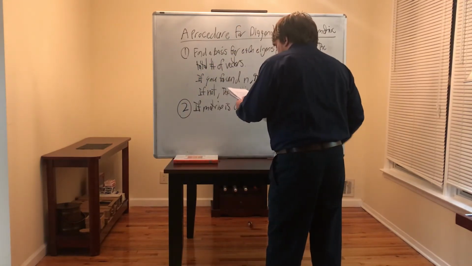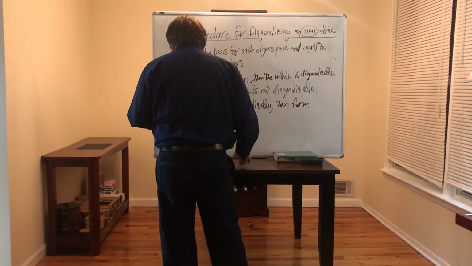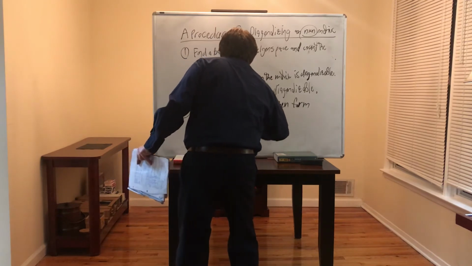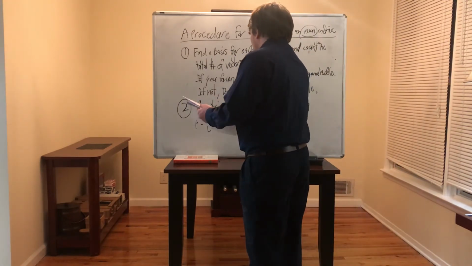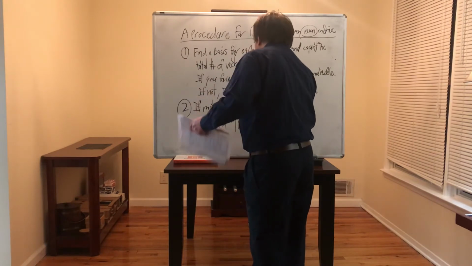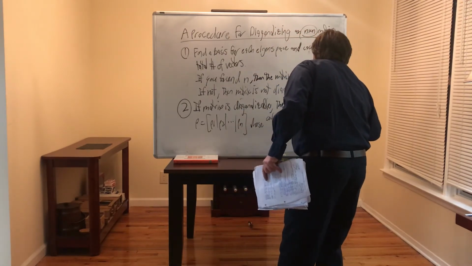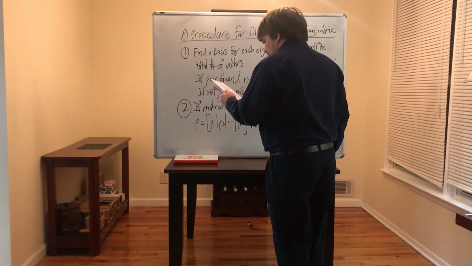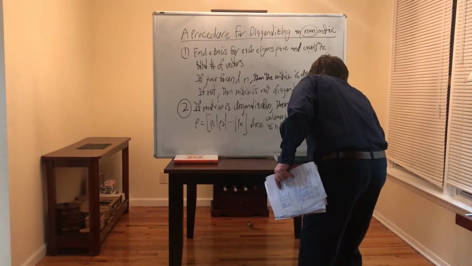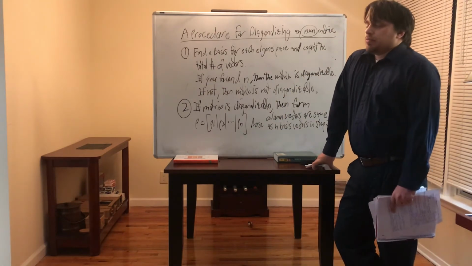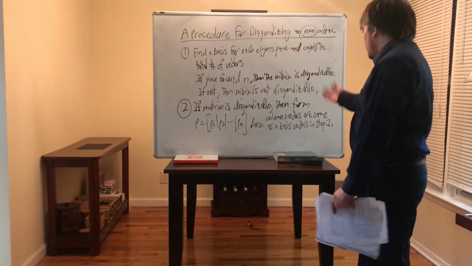Step 2 says, if the matrix is diagonalizable, then form the matrix P, where the columns of P are the basis vectors that you found for each eigenspace. So form this matrix P. These are the columns of P, P1 to Pn, whose column vectors are the same as the n basis vectors in step 1.